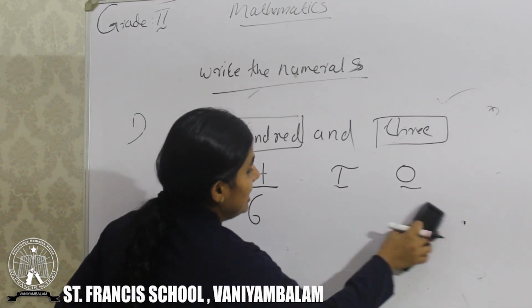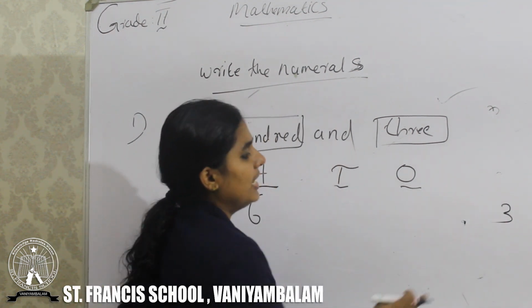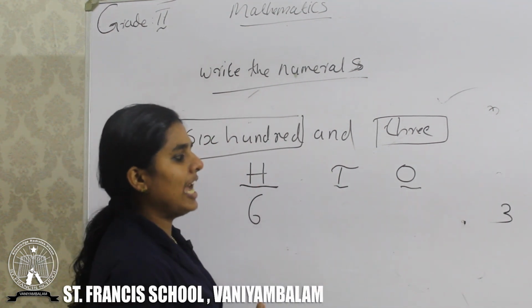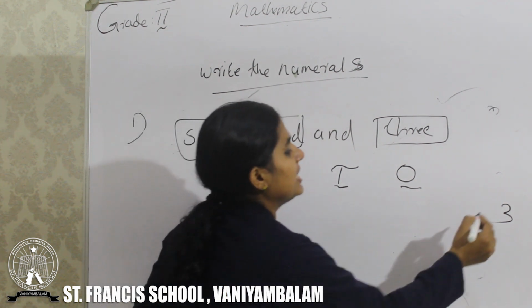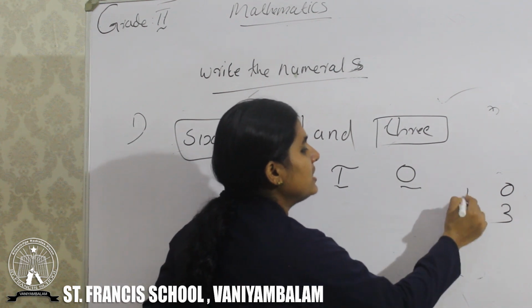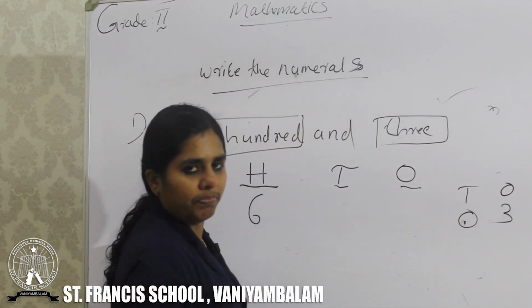Then how to write 603? Listen here. Here we have only a single digit number. This is number 3. That means that number is in which place? That is in ones place. Tens place we have no number. That is 0. This is number 3.